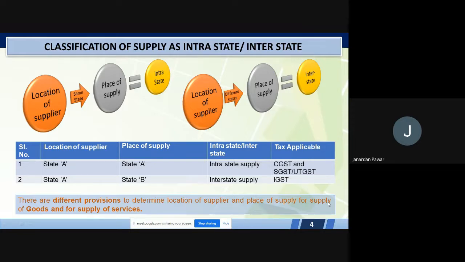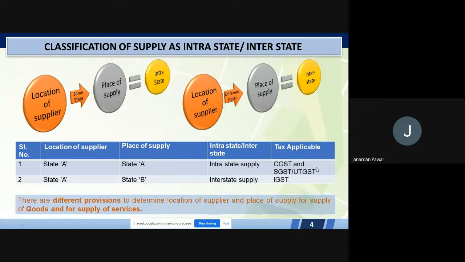So if you look at example number one, the place of supply is in state A, whereas the location of the supplier is also state A. So this kind of relation can be called as both are in the same state. The location of the supplier and the place of supply are in the same state. When this kind of transaction is taking place, it can be called as intrastate supply. And for that intrastate supply or transaction, CGST and SGST or UTGST is applicable.